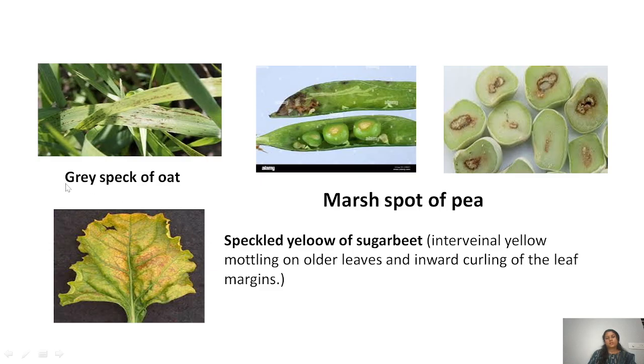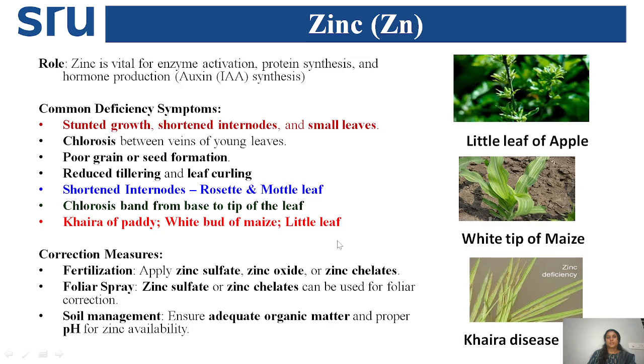Coming to the specific diseases of manganese, it causes grey speck of oat, marsh spot of pea, and speckled yellow of sugar beet. Speckled yellow of sugar beet also shows interveinal yellowing of leaves, but here the leaf edges become curved inside. So the leaf edges show inward curling. These are the symptoms of manganese deficiency: grey speck of oat, marsh spot of pea, and speckled yellow of sugar beet.